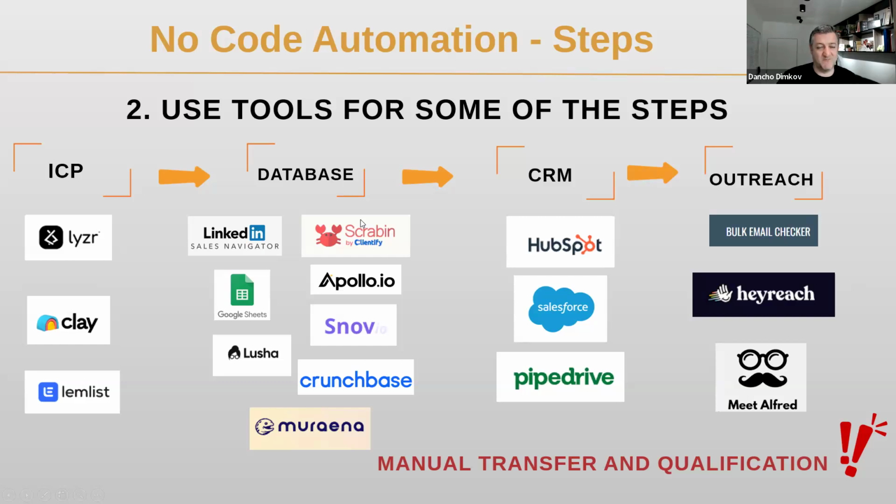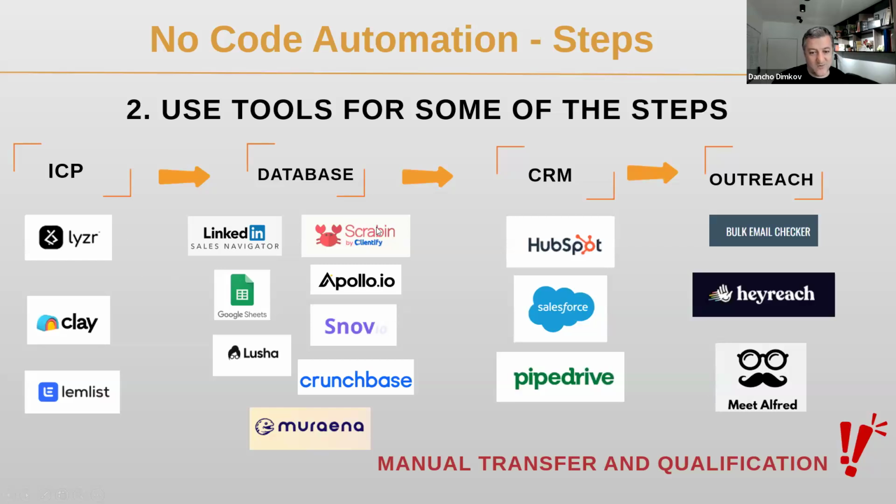Now, the only concern that I have, or actually disadvantage of all this, is that it's not a one-solution-fits-all. And I've put it here in red that it does require a lot of manual transfer and qualification. So you take some data from Clay, you put it into Google Sheet, and then you copy it and put it into Apollo, and then you get some enrichment in place. And after the enrichment, you have to put it into Muraena in order to get some more data, and then it goes to verification.